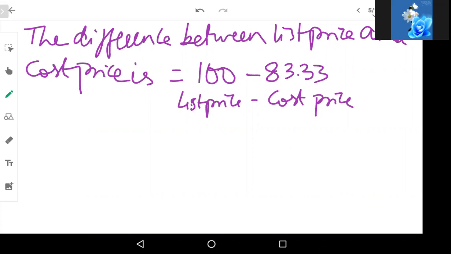Okay. Now what is the percentage that you're getting, or what is the difference that you're getting? You get 16.67%. Correct? 16.67%. So this is the percentage of the difference between the list price and the cost price. Did you all understand now?